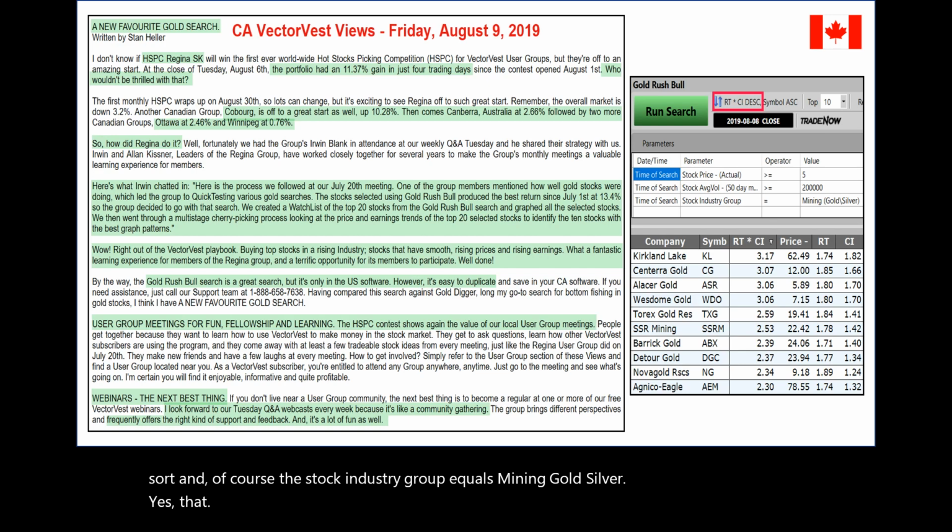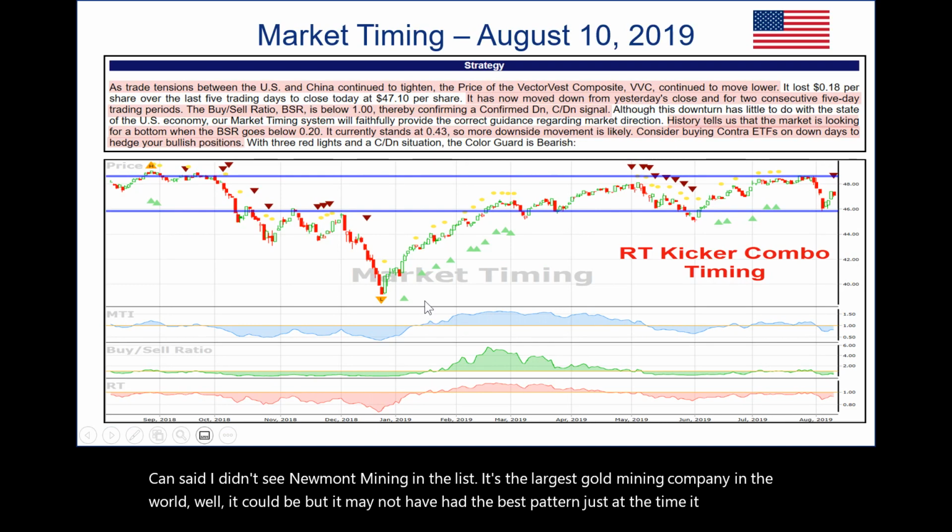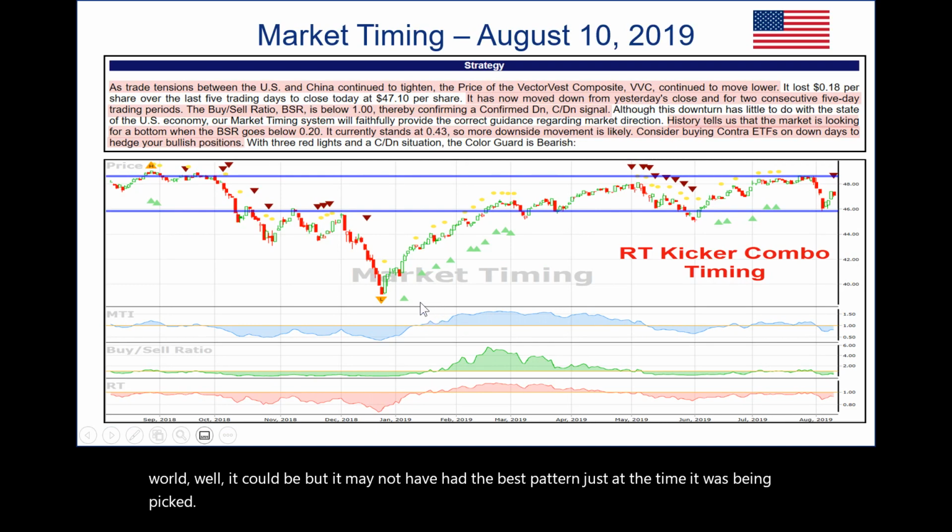Ken said, I didn't see Newmont Mining in the list. It's the largest gold mining company in the world. Well, it could be, but it may not have had the best pattern just at the time it was being picked. Okay.